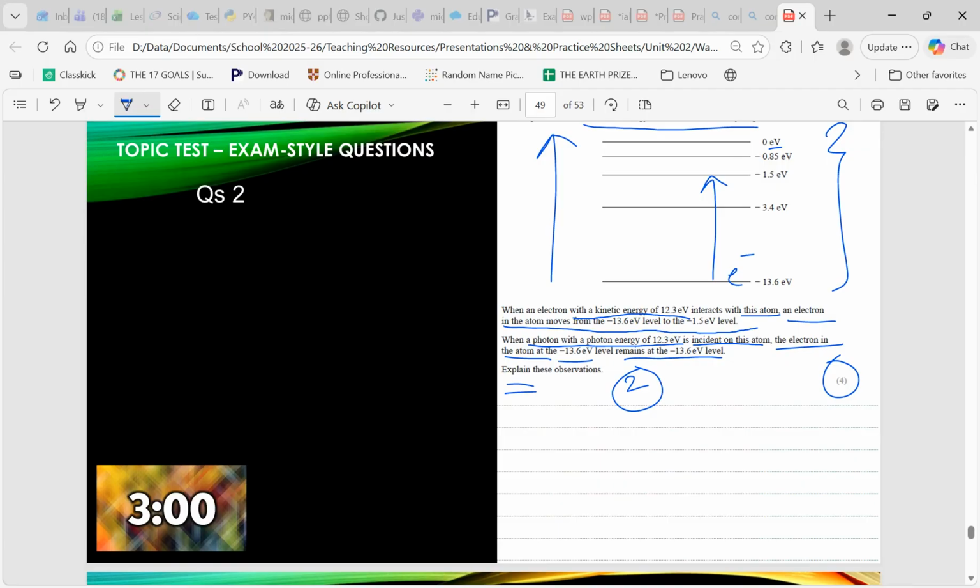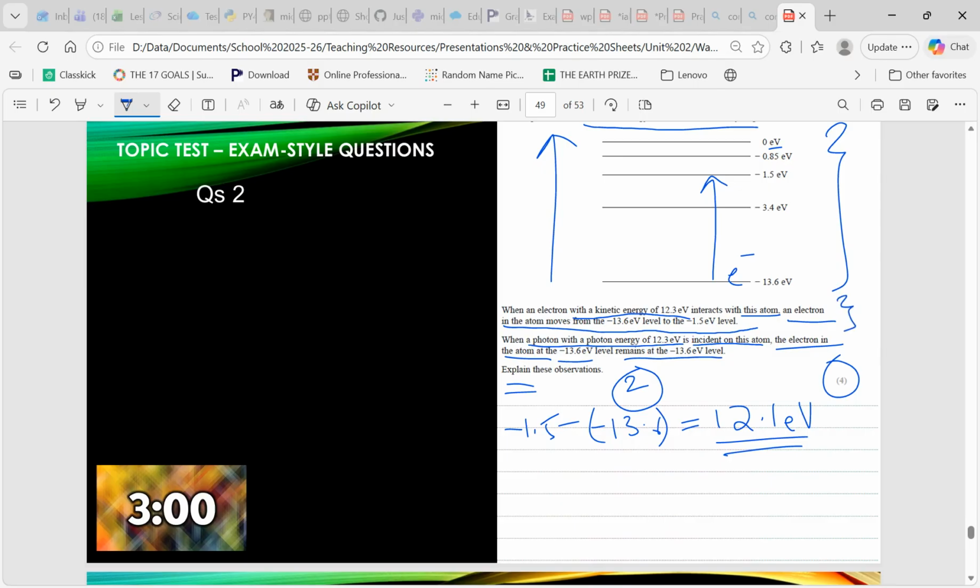Why so? So first of all, as a first step, let's find out the energy difference between the 2 energy levels between which the transition is happening. So minus 1.5 minus 13.6, or you can just do 13.6 minus 1.5. It will give you a value of 12.1 electron volts. So the energy between these 2 energy levels between which the transition is happening, there is an energy difference of 12.1 electron volts. So now let's look at the first statement.